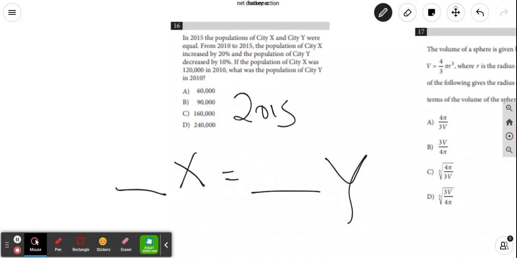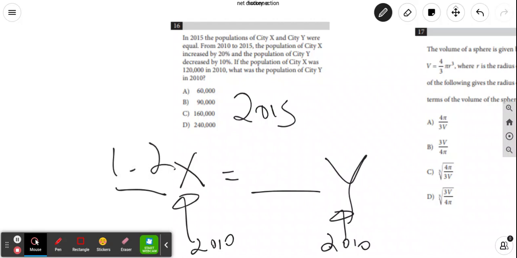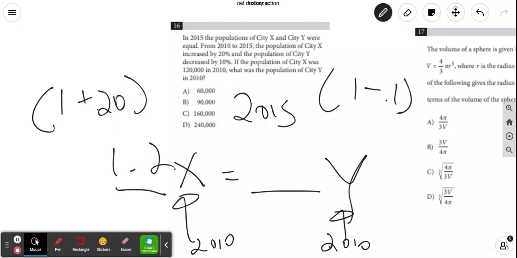From 2010 to 2015, so this is the 2010 X population, and this is the 2010 Y population. The population of city X increased by 20%, so it's 1.2. When you're doing increase, you have to add 1 plus however much it's increasing by. Like that, 1.2, right? And then it says the population of city Y decreased by 10%. That's 1 minus 0.1, which should equal 0.9.